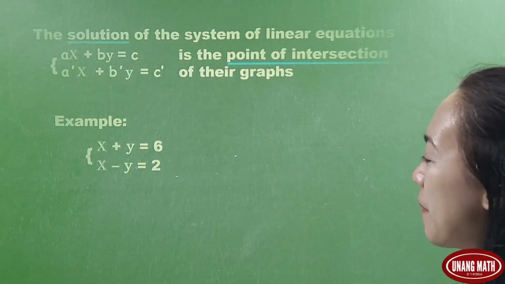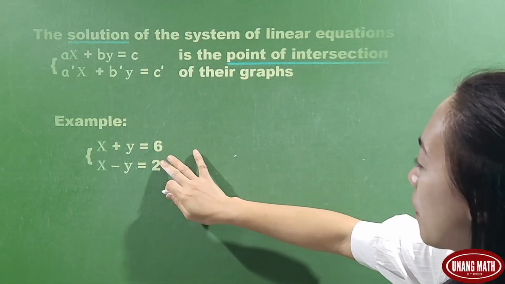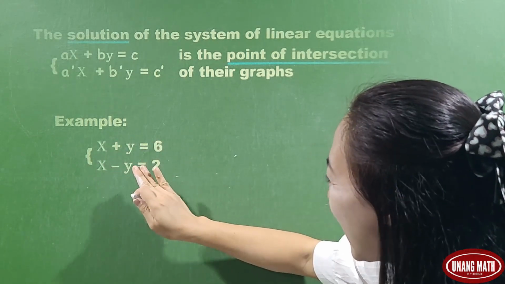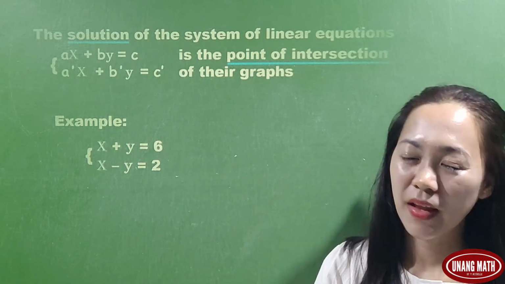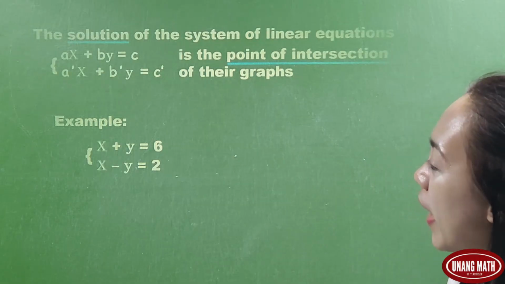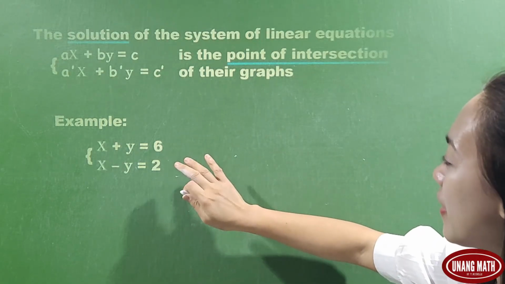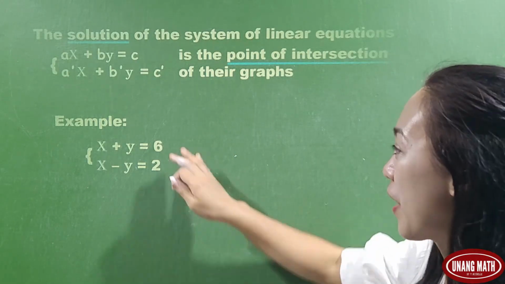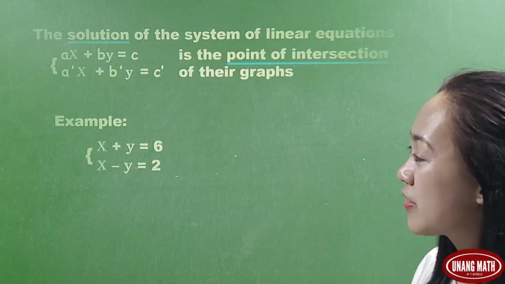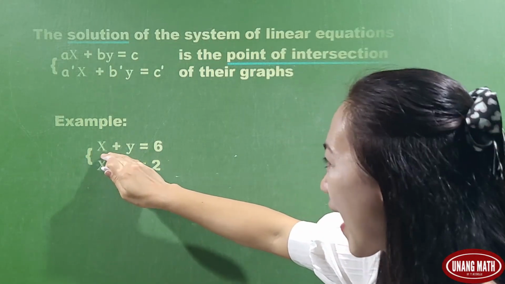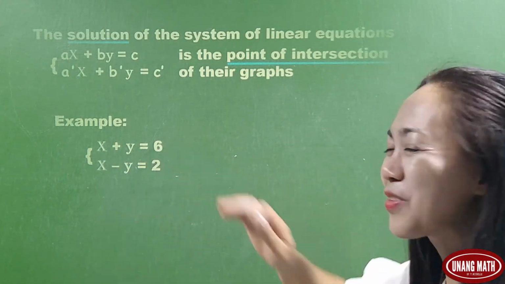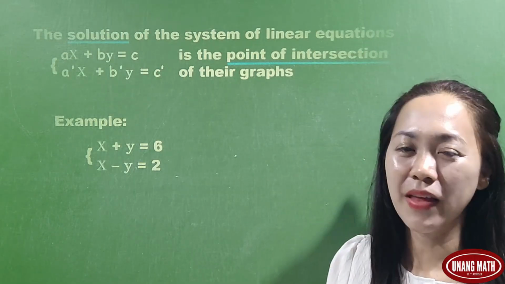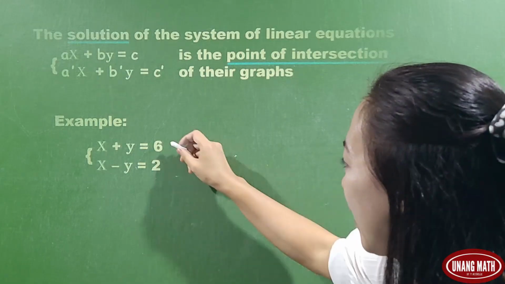Okay, let's give an example. We have this system of linear equations: x plus y is equal to 6 and x minus y is equal to 2. We are going to find the solution of this system of linear equations, and we will be using their graphs. So first, we are going to graph x plus y is equal to 6. Okay, we all know that in graphing, we have to know the x and y coordinates.